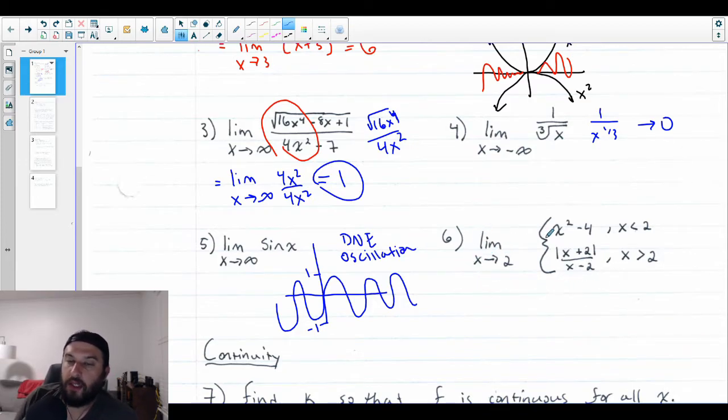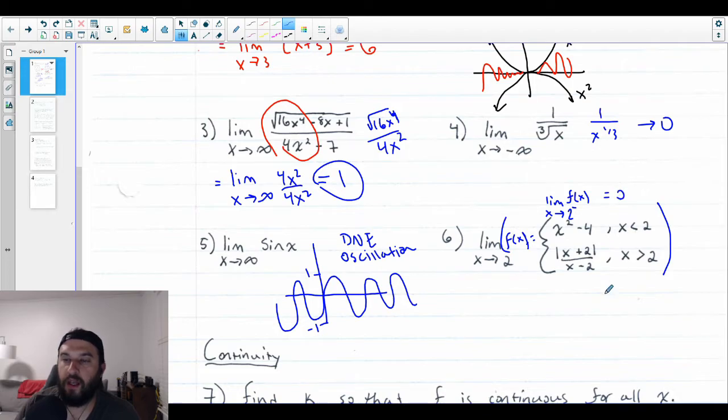All right, number 6, piecewise function. So we should take the limit as x approaches 2 from both sides. So as x approaches 2 from the left, let's call this f of x. That way it'll be a little bit easier to do the notation here. So if we take the limit as x approaches 2 from the left, that's just plugging 2 into this top part. So 2 squared is 4 minus 4, that's 0.